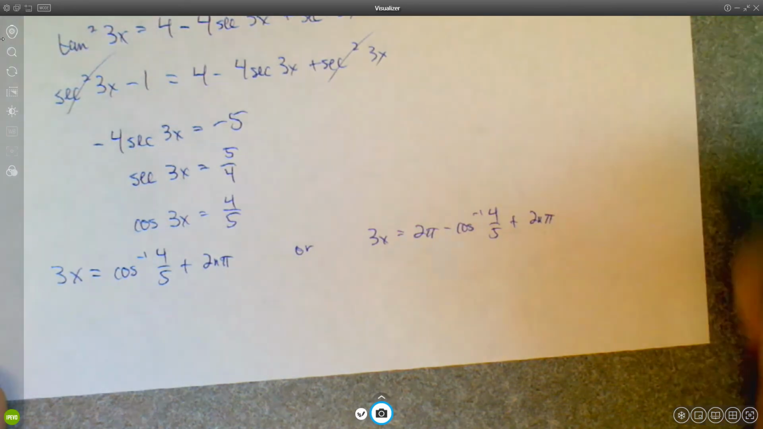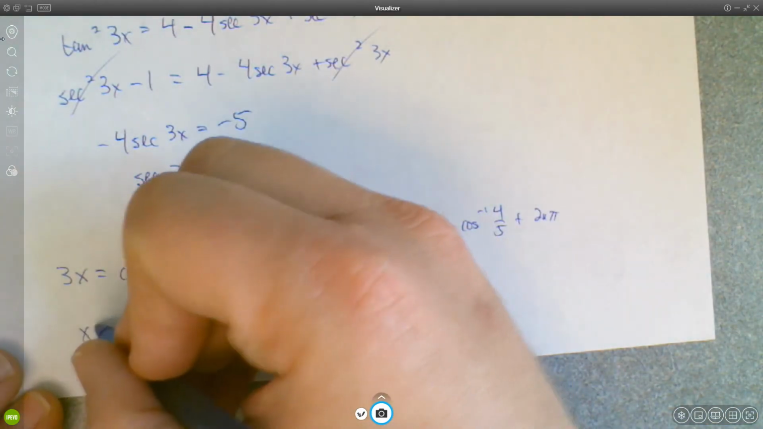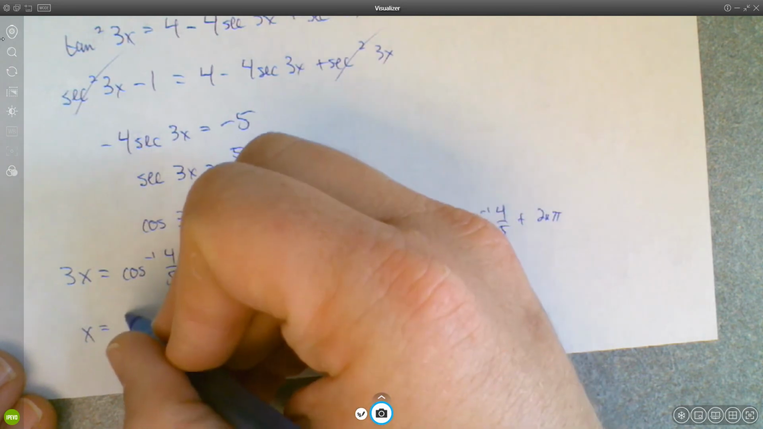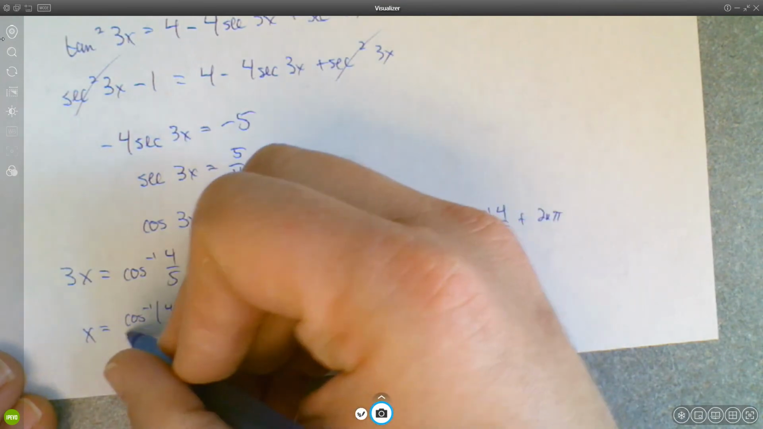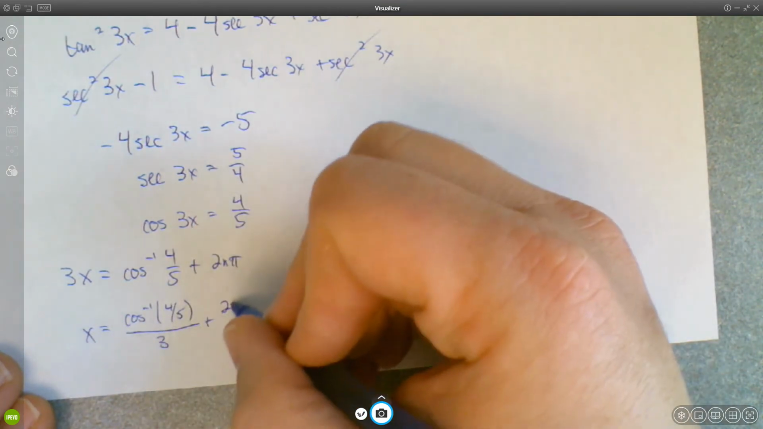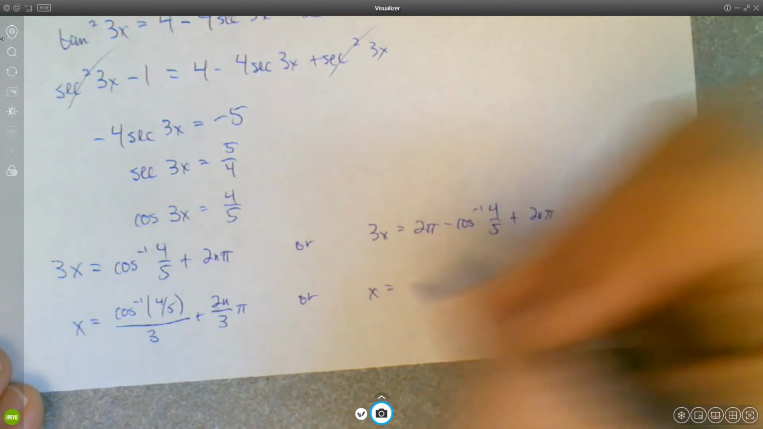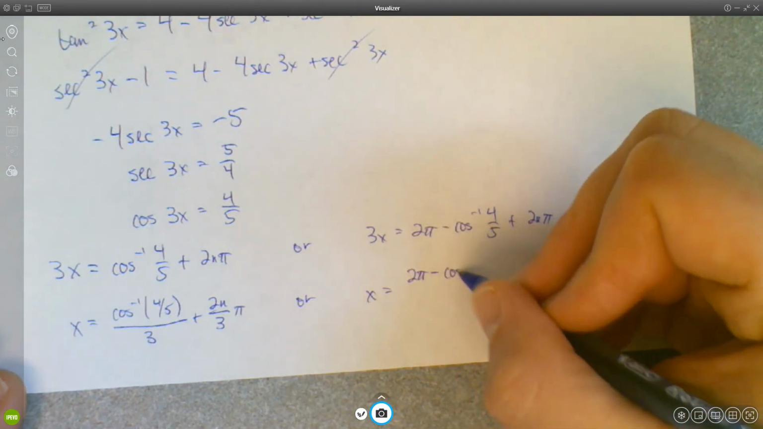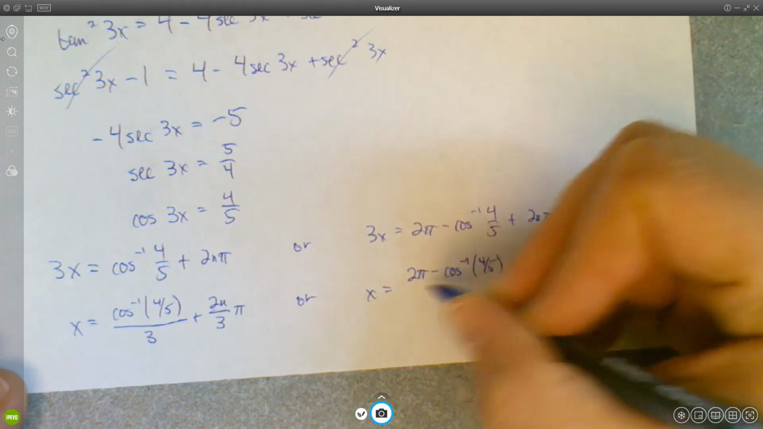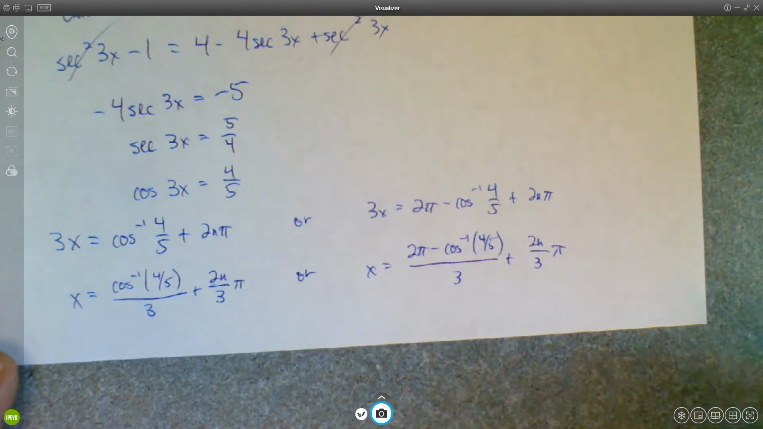And these are not going to give you nice solutions, okay? But in order to finish solving for x, we would divide through by 3 and get x equals whatever cosine inverse of 4/5 is, right? Cosine inverse of 4/5 over 3 plus 2n over 3 pi, or x equals, oh goodness, this is even nastier, 2 pi minus cosine inverse of 4/5 over 3 plus 2n over 3 pi. Okay.